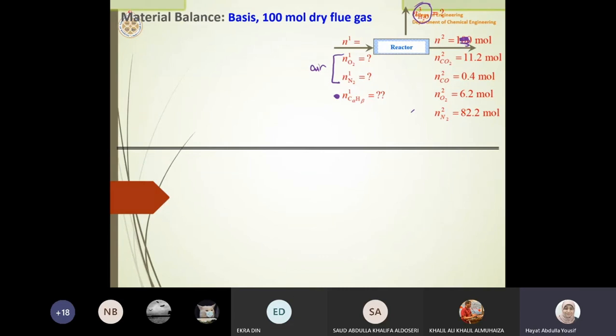choosing a basis. If none of the flow rates is given, then you have to choose a basis. And where to choose a basis? You have to choose a basis for the stream, choose the basis as the product. And this is exactly what I did.